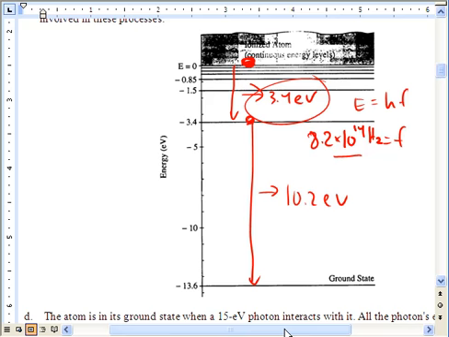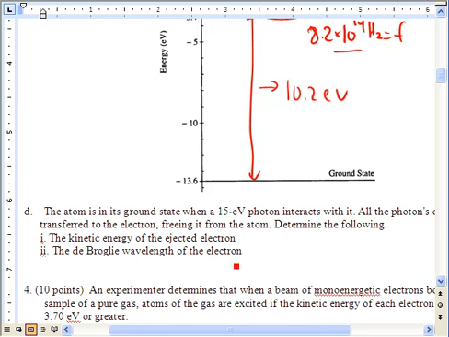Let's look at one more just a little bit. Actually, we haven't really done D yet, have we? How embarrassing. So the atom's in the ground state when a 15 electron volt photon interacts with it. So it's here, and then it gets whacked with this huge 15 electron volt photon. All the photon's energy is transferred to the electron, freeing it from the atom. Determine the following: the kinetic energy of the ejected electron.